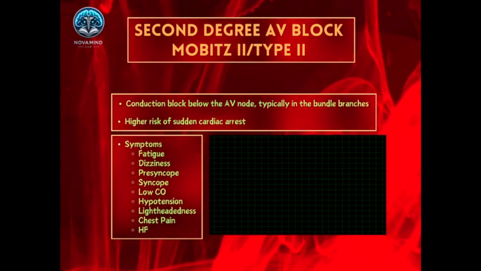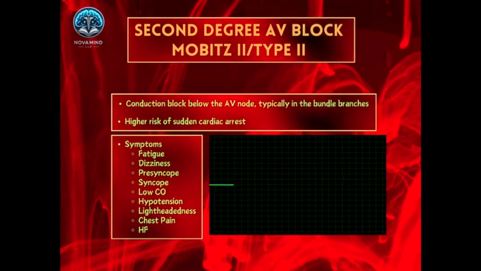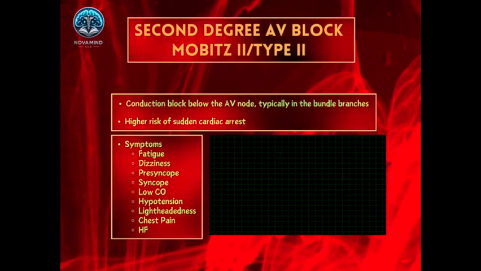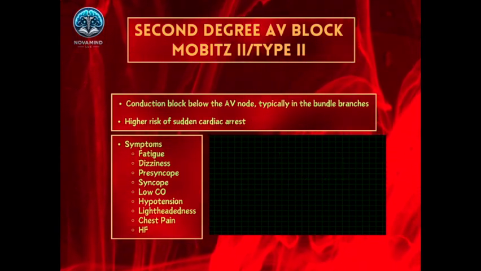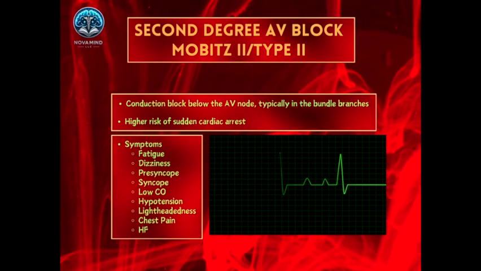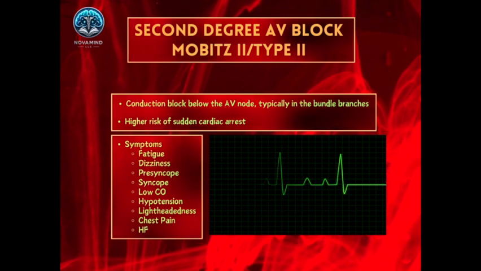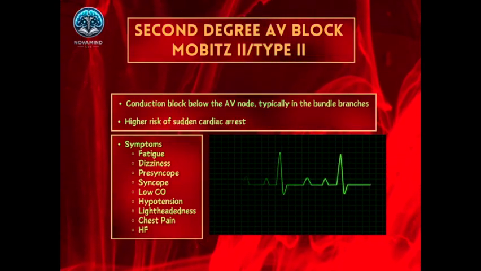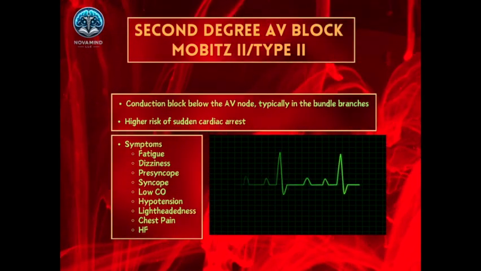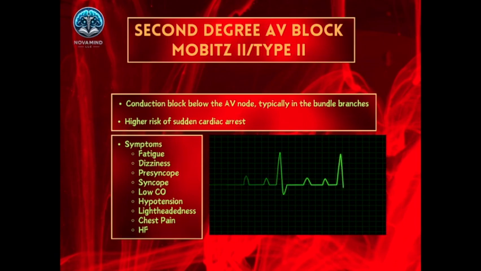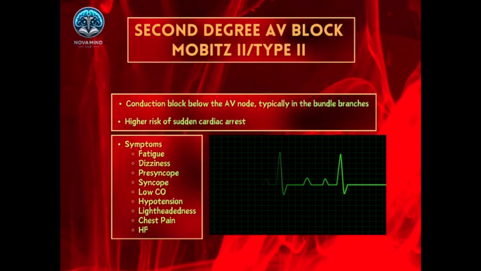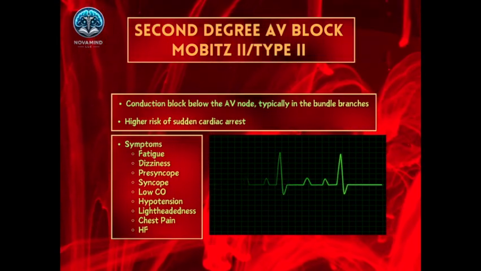It can progress to complete heart block, third-degree AV block, especially in patients with structural heart disease. This type of block indicates a higher risk for sudden cardiac arrest, necessitating prompt and appropriate response. Signs and symptoms can include fatigue, dizziness, presyncope, or syncopal episodes due to reduced ventricular response and low cardiac output. Providers should be aware of possible hypotension, lightheadedness, chest pain, or signs of heart failure in Mobitz II, as it can lead to hemodynamic instability.